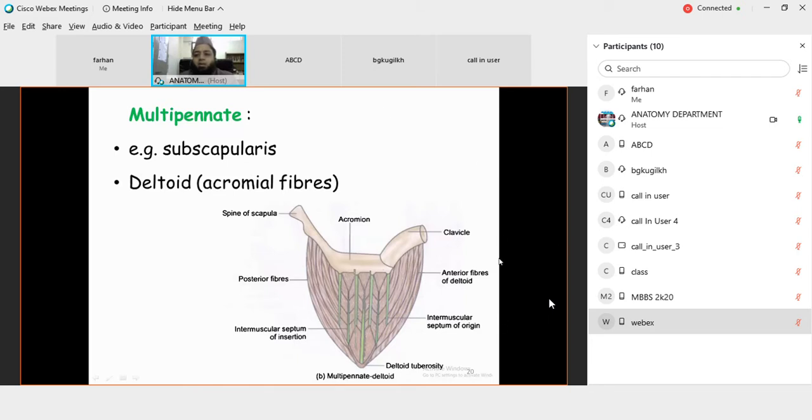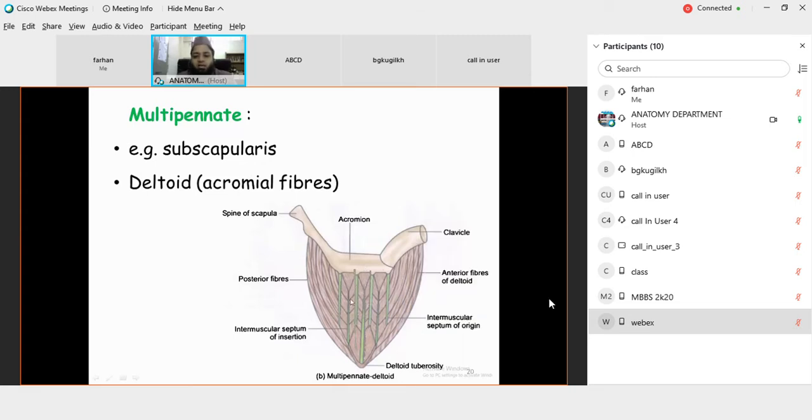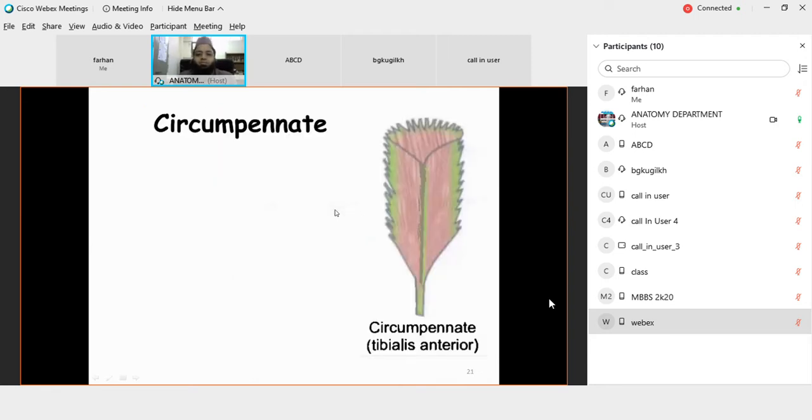So these multipinnate structures are had by the subscapularis and the deltoid. So you can see throughout various axes, these fibers are arranged. This is a very bulky muscle, deltoid, and we use it for intramuscular injection, as you all must be knowing.